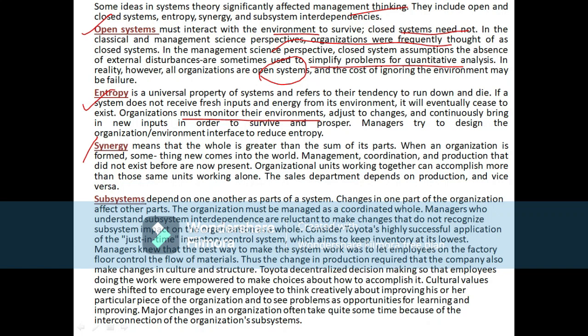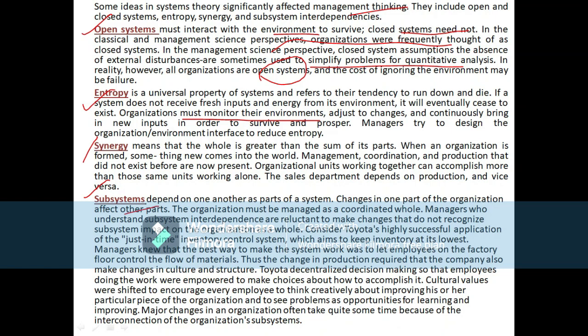Next, subsystems depend on one another as parts of a system. Changes in one part of the organization affect other parts. The organization must be managed as a coordinated whole. Managers who understand subsystem interdependence are reluctant to make changes that do not recognize the subsystems' impact on the organization as a whole. Here we know that the organization is a system, and under it we have subsystems, which are nothing but the different departments of the organization. So this theory says that interdependence and interrelationships are very important.